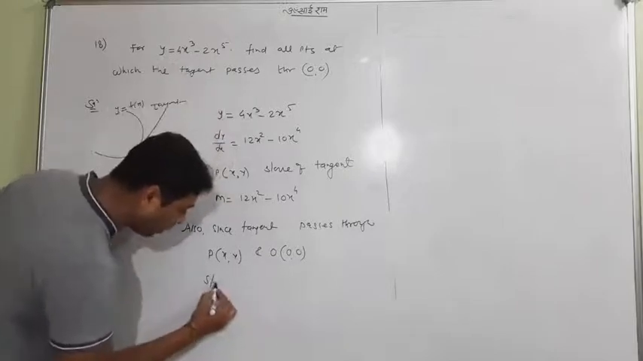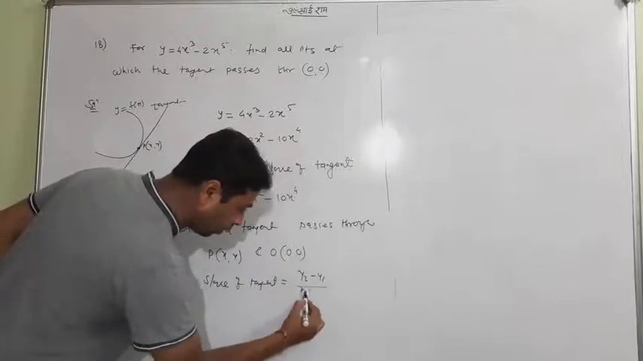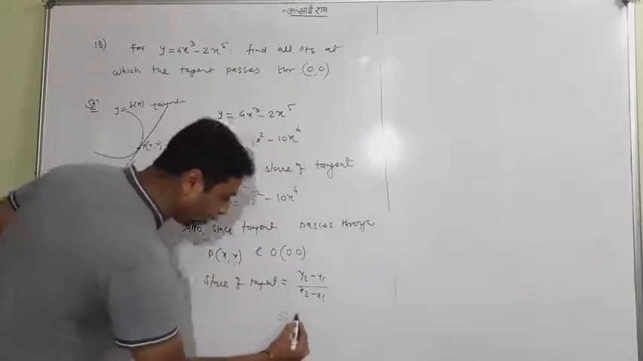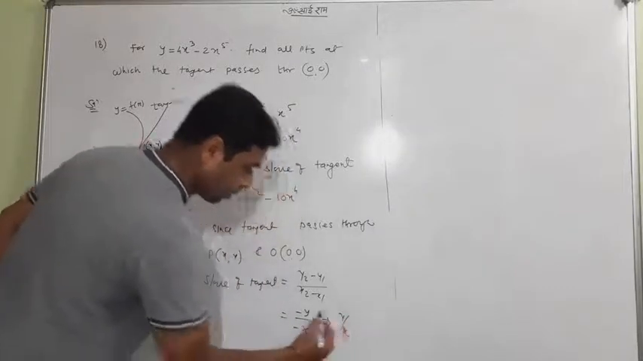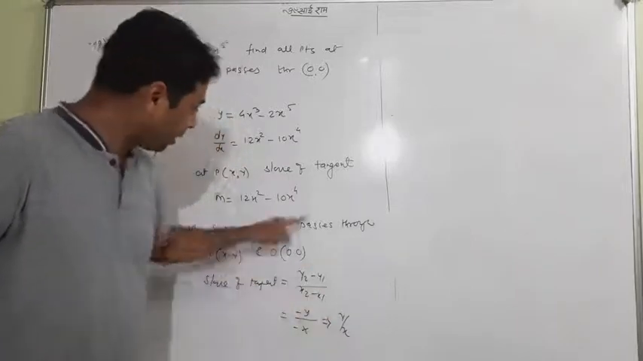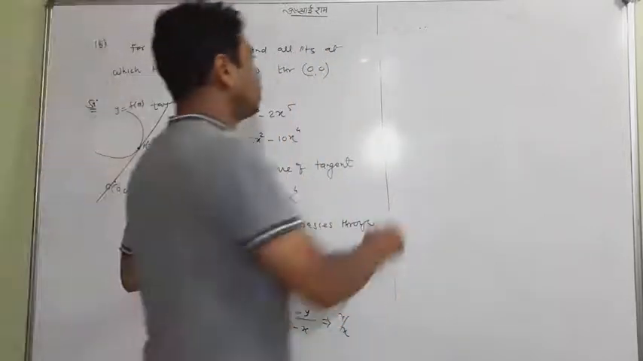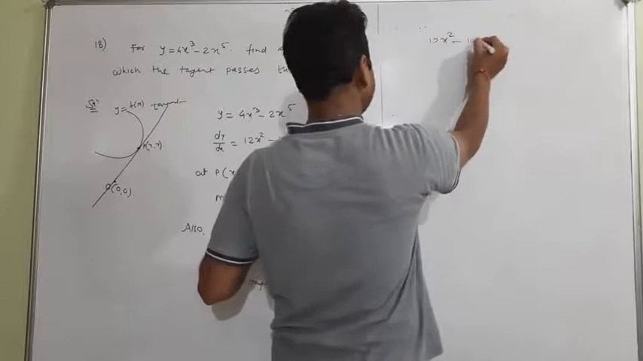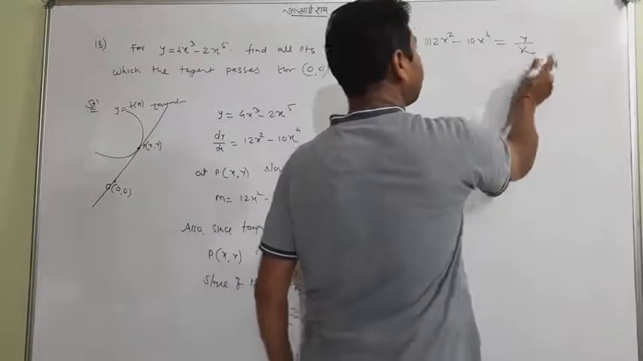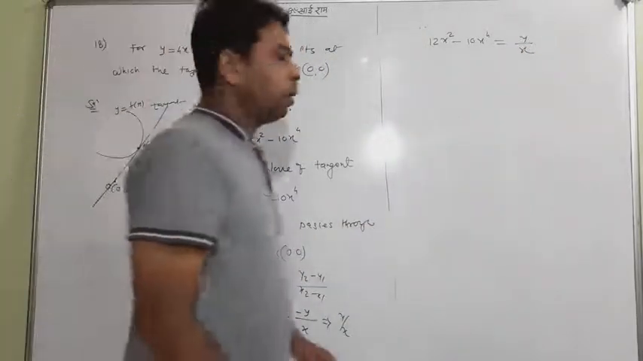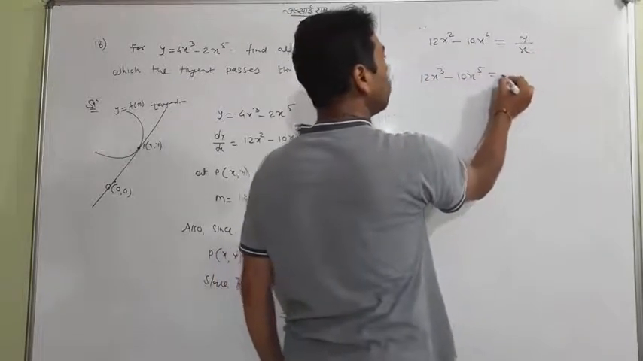So what is the slope of the tangent? The slope of the tangent will be y2 minus y1 upon x2 minus x1, meaning y upon x. This is the slope of the tangent, and this is also the slope of the tangent. Can you compare? Therefore, 12x square minus 10x4 is the slope of the tangent, and this is also the slope of the tangent. Both can be compared. And now I'll multiply by x here: 12x cube minus 10x5 equal to y.